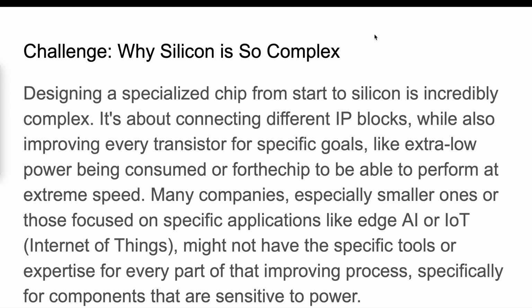And here it says many companies, especially smaller ones or those focused on specific applications like specific technologies, such as edge AI or Internet of Things, might not have the specific tools or the specific expertise for every part of that improving process. Specifically, this would be applied to components that are sensitive to power.